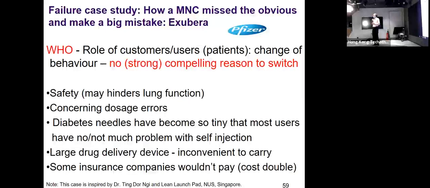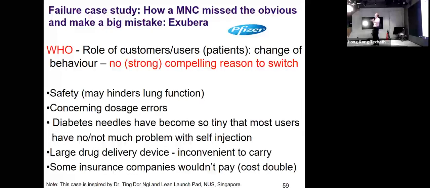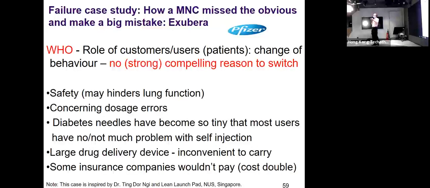Concerning dosage error. Now, if you have a needle, 5 milliliters, you get an injection, so it's 5 milliliters. If you spray into the mouth, you spray, it's supposed to be 5 milliliters. But what about the vapor that will come out or leak from the mouth? So you will not get 5 milliliters. Can you spray another time, another dose? Probably not. Otherwise, you will get an overdose.